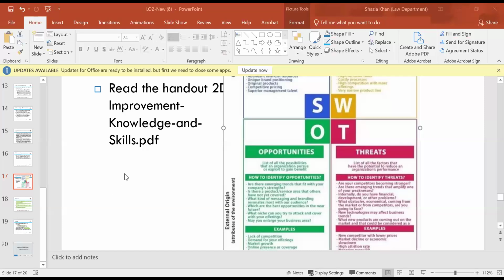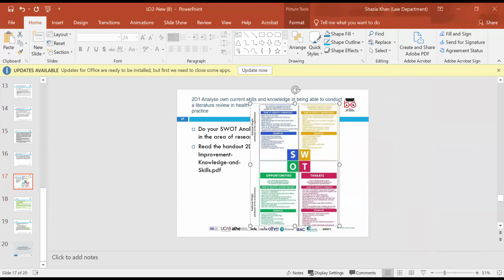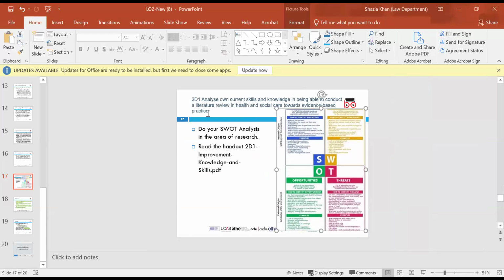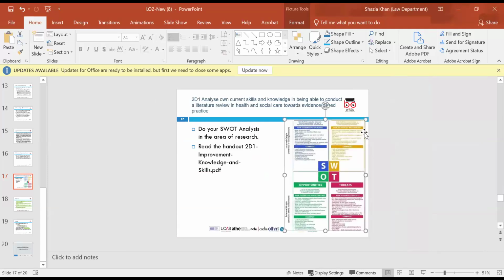Has anyone got any questions on the SWOT analysis? You would have to do a SWOT analysis if you wanted to gain a distinction for your assignment area. We'll look at your assignment area more towards the last session, okay? So you will have more of an idea.